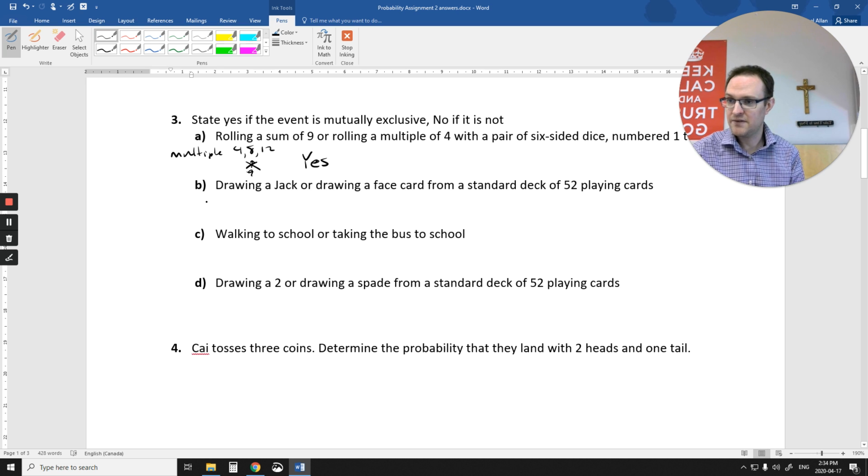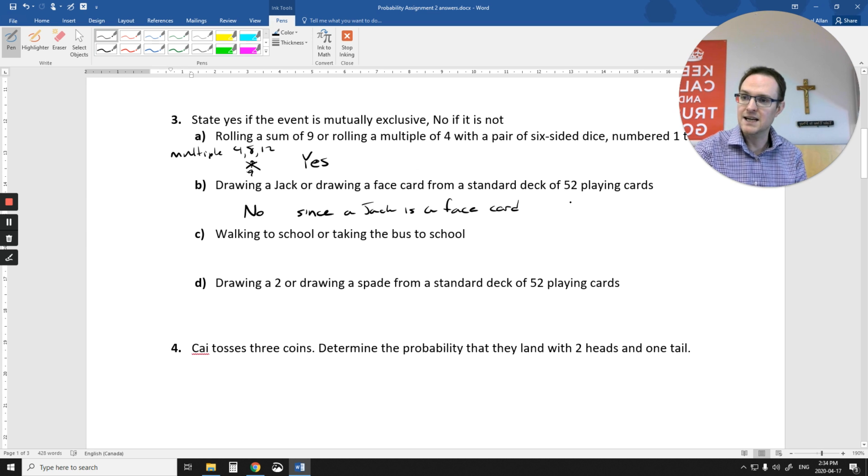Drawing a jack or drawing a face card from a deck of cards. So these are not mutually exclusive, because if I draw a face card, I could draw a jack at the same time, since a jack is a face card. It's like if I were to look at the Venn diagram of this: here's my face cards, here's my jack. My jack is inside the face cards, right? Up here, here's my 9, here's the multiples of 4. There's a space here, there's a disjoint between the two sets.